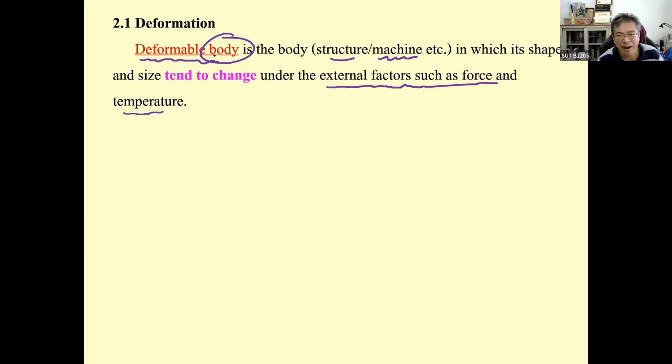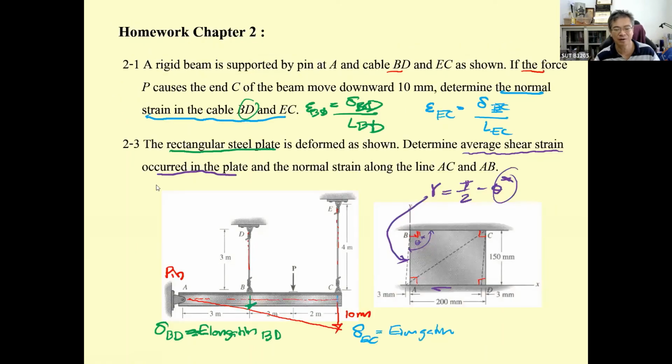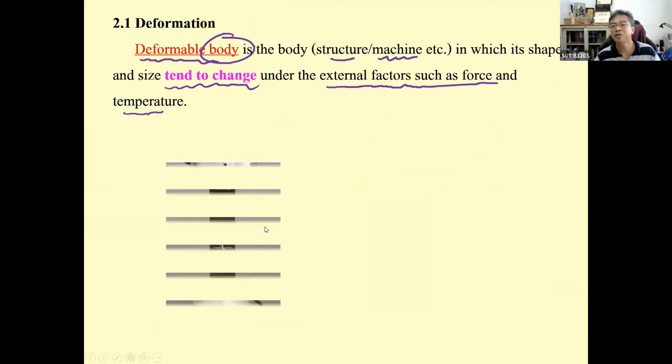The deformable body will tend to change its shape and size. The same thing over here. Under the force P, BC and BD get elongation. Elongation is the deformation. And also for this plate, subjected to a force, we don't know the size of this force, but we know the deformation. Okay, so there are two things.